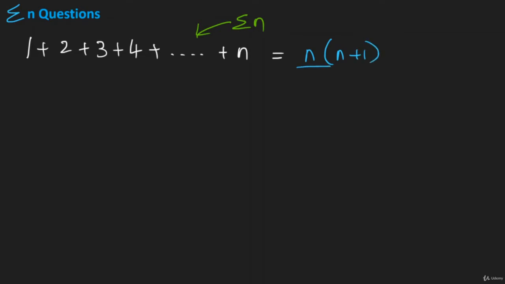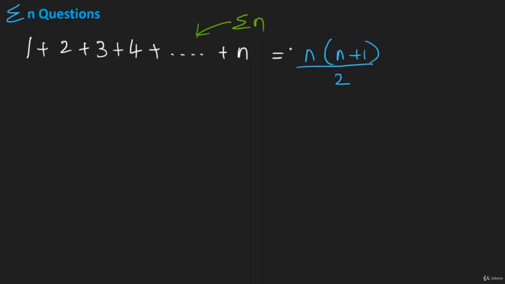Hi students, in this section, let's discuss the type of questions that we call sigma n questions. Now, say you want to find the sum of the numbers from 1 up to n. So that would be 1 plus 2 plus 3 plus 4 up to n, right? This is what we call sigma n, alright? It's the sum of the numbers from 1 to n. And this is equal to n into n plus 1 divided by 2, alright?